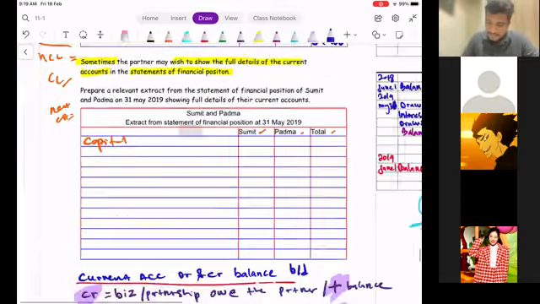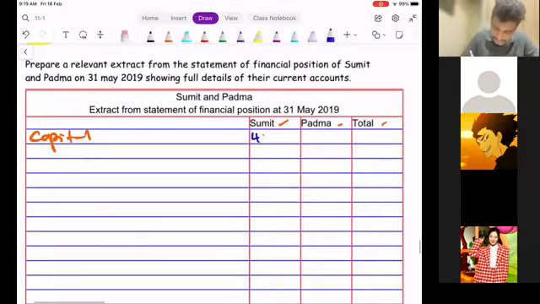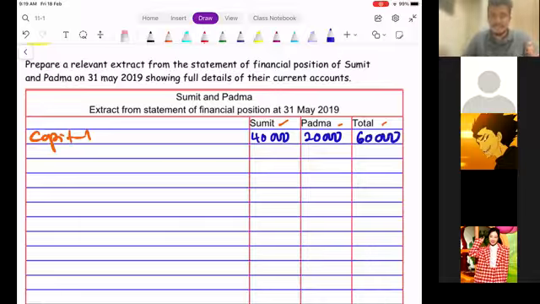How much is the capital for Sumit? You can take from here: 40,000 and 20,000, right? Capital 40,000, 20,000. Then total 60,000. Capital account, current account, both are capital, correct? But why do we keep them separately? Because we want to keep the capital in a separate account from the capital in the current account. So capital and current are actually the same. Inside the statement of financial position they will total up.